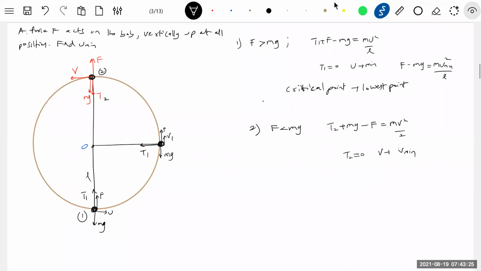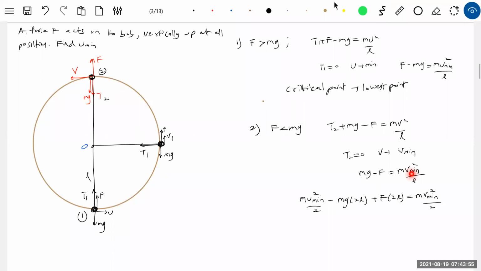Tension can be there. Then at point O, the required centripetal force is the resultant of mg and F. Sorry, this is L. Then you apply this. So then what should we do? Work-energy theorem: m v minimum squared by 2 is equal to work done by gravity, mg into 2L, plus work done by applied force, F into 2L, equal to m v minimum squared by 2. Substitute this v minimum here, then you get the minimum velocity you should project here.